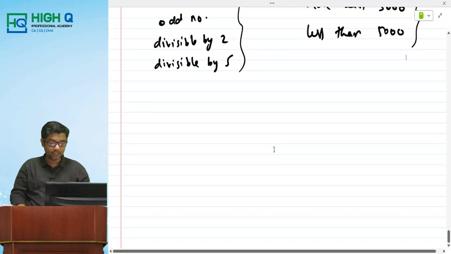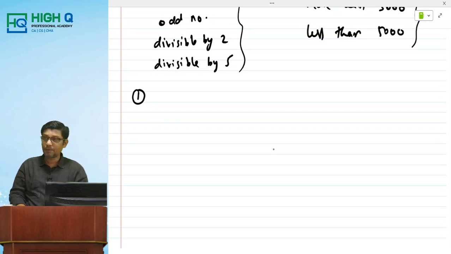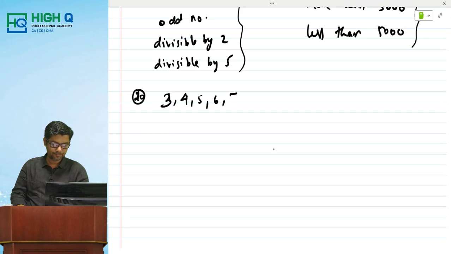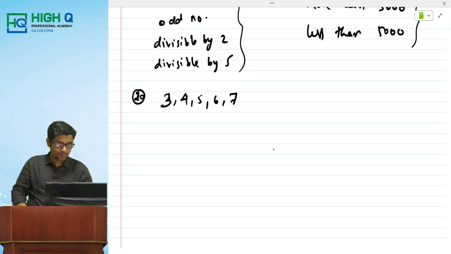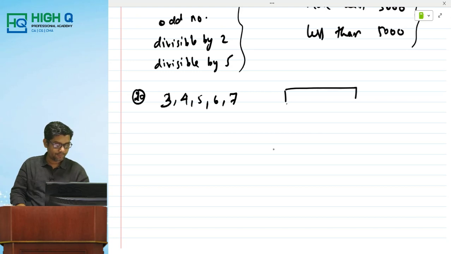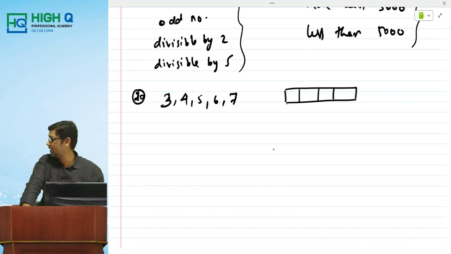Look at this, according to our checklist. Sum number is 20. What are the given digits, my dear? 3, 4, 5, 6, 7. Am I right? So, the given digits do not contain 0. Relax. Second, how many digit numbers to be formed? A 4-digit number to be formed. Say yes or no? Yes, sir. Is repetition allowed?